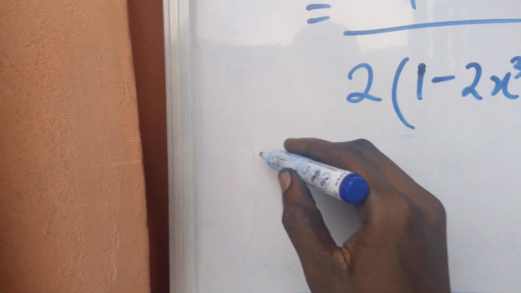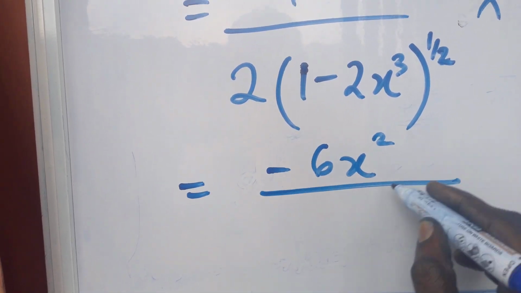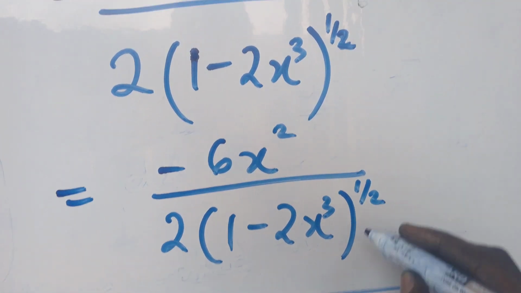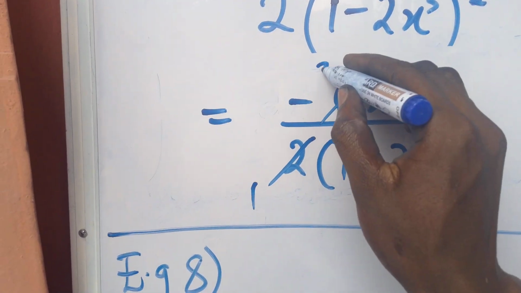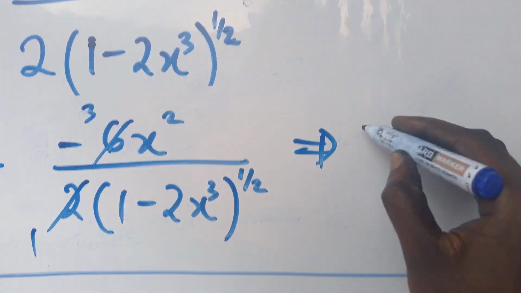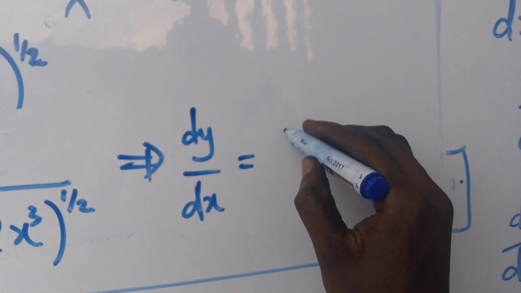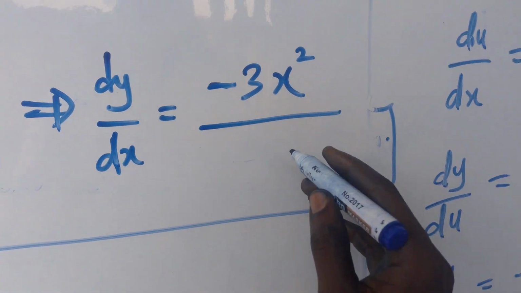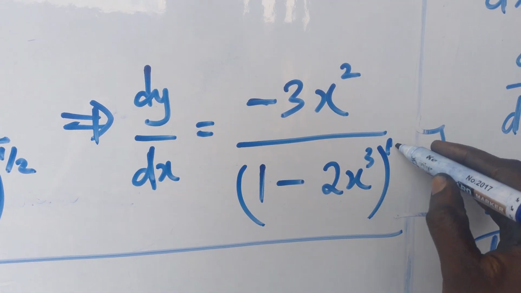Okay, so this now will be 1 times minus 6x squared, which is minus 6x squared, divided by 2 times (1 minus 2x raised to the power 3) all raised to the power half. And 2 into 6 is 3. So the value of dy/dx now will be equal to minus 3x raised to the power 2 all over (1 minus 2x raised to the power 3) all raised to the power of half.